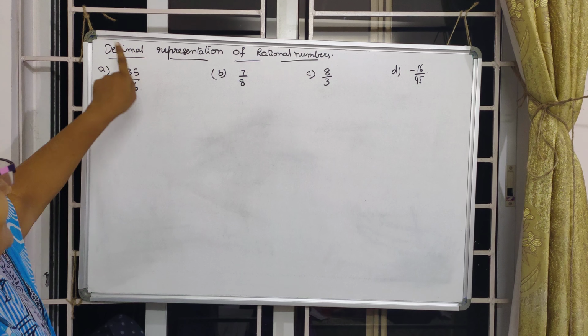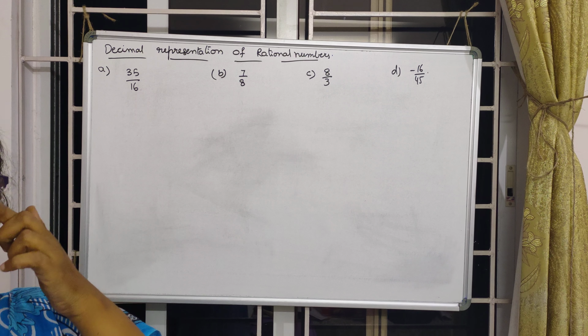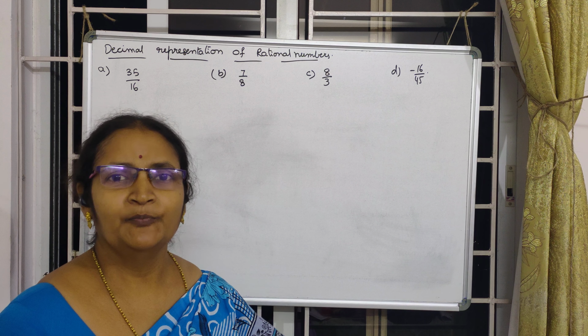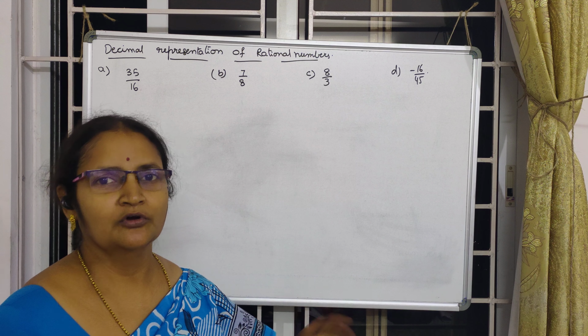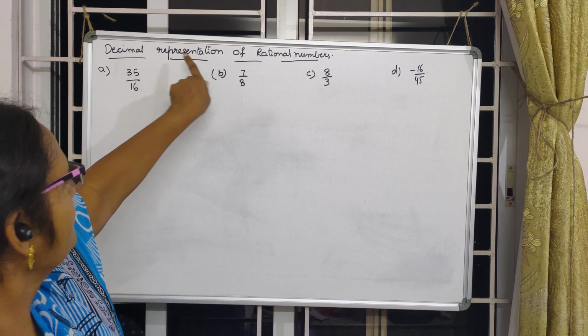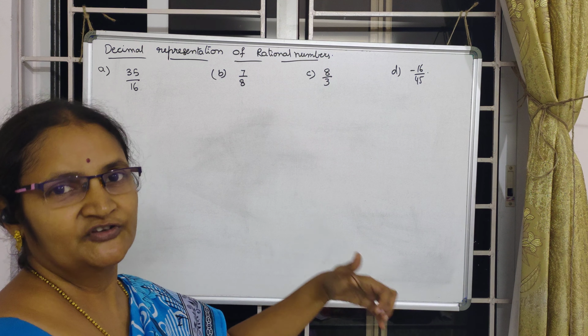Let us see the next one. Decimal representation of a rational number. These are all our rational numbers. What are rational numbers? Rational numbers are in the form of p by q, where p and q are integers, q not equal to 0. So these are all our rational numbers. These rational numbers we have to convert into the decimal form. Based on that, we will come to a generalization.